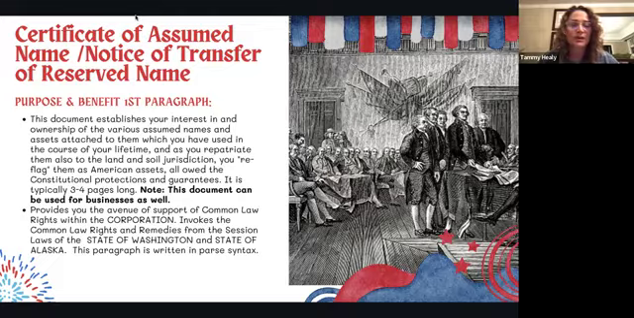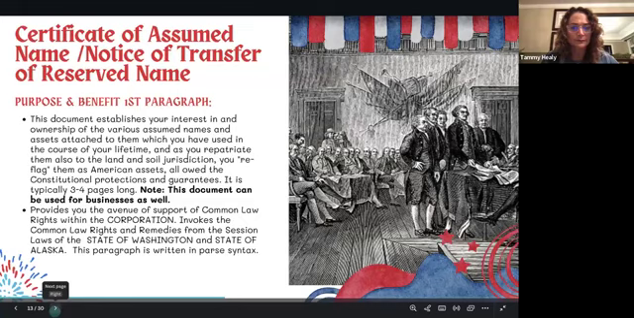Note this document can be used for businesses as well, and this is what we do use when people convert their business over to the land and soil. It provides you with the avenue of support of common law rights within the corporation, invokes the common law rights and remedies from the session laws of the state of Washington or state of New Jersey. This paragraph is written in parse syntax.